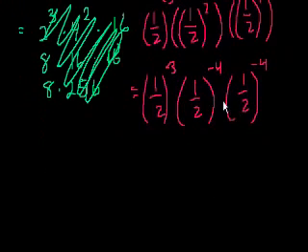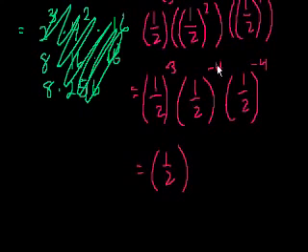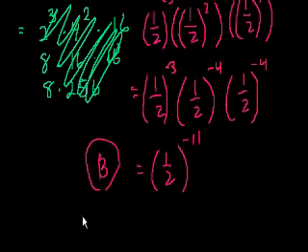And now we have the same base, and we're multiplying them, so we can just add the exponents. So this is equal to 1/2 to the minus 3 plus minus 4 plus minus 4, which is minus 11. So it's 1/2 to the negative 11th power, which is choice B. And that was a good lesson there. Look at your choices before you go down some path, because I was actually going to evaluate this thing, which would have taken a little bit of extra time.